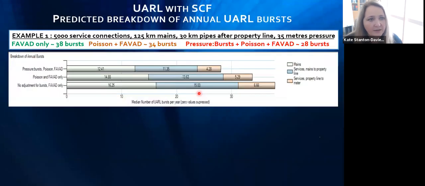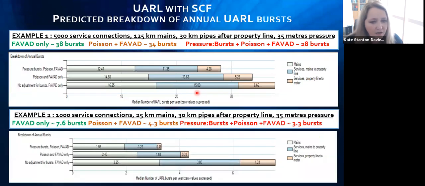We can also compare the predicted breakdown of annual UARL bursts across both systems. The scale of these is obviously different between the larger and the smaller systems. And we did take a look at the burst frequencies for the first example a few slides back. But if we concentrate on example 2, our small system, our UARL bursts will be relatively rare events, and that's reflected in the figures that you can see here.